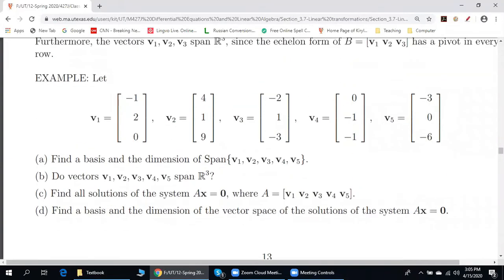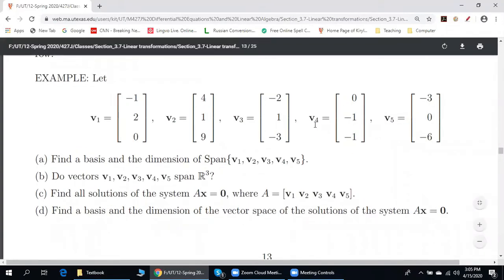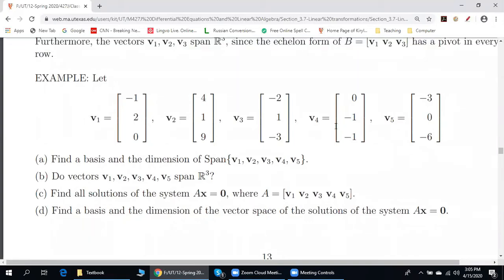Please take a look at this. We have 5 vectors. Question: find a basis and the dimension of their span. Well, observe that the span of these vectors is a vector space. How to know its dimension and how to find its basis?